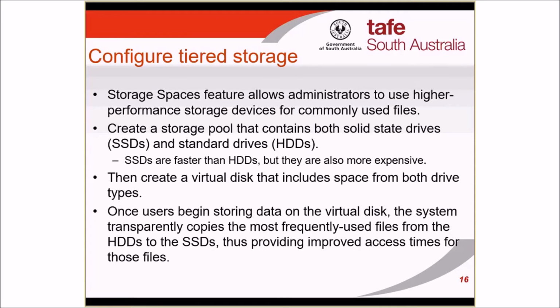Then create a virtual disk that includes space from both types of drives. Once the user begins storing data on the virtual disk, the system will transparently copy. So what does that mean? Transparent means that without you knowing, without you needing to do anything, it does it for you behind the scenes. Basically, it is responsible for moving the data according to its usage, whether it's in the fast storage or the slow storage, the expensive storage or the cheap storage. You don't need to worry about it. You don't manually move it from here to there. You just use it as you normally would, but the system will actually move the files to the different areas.